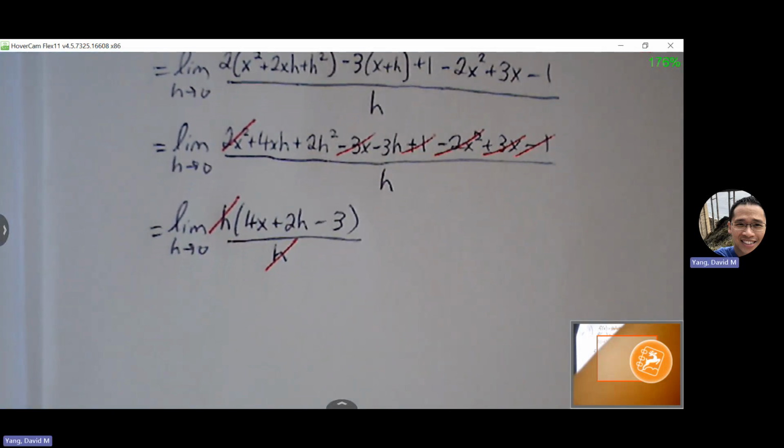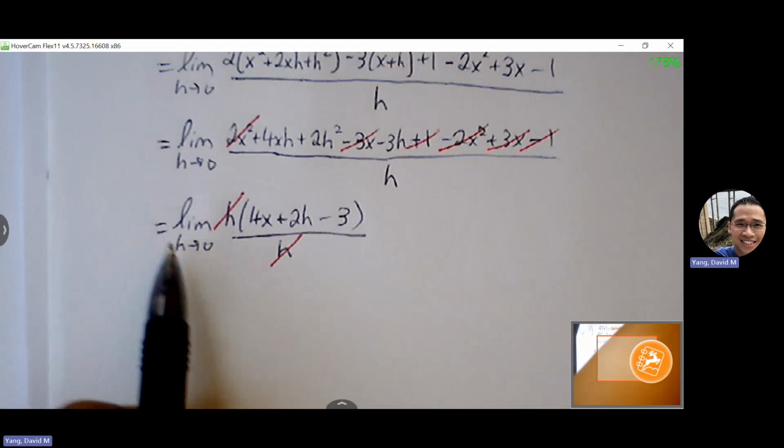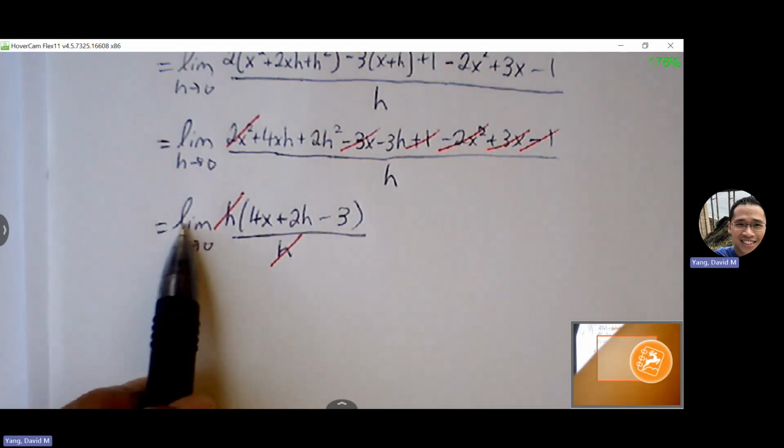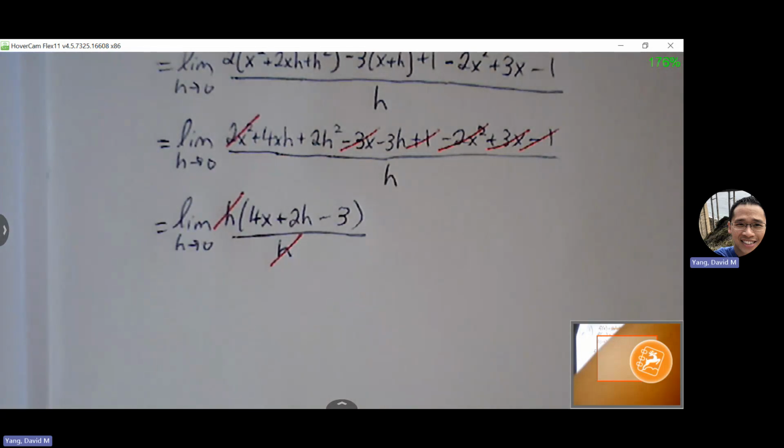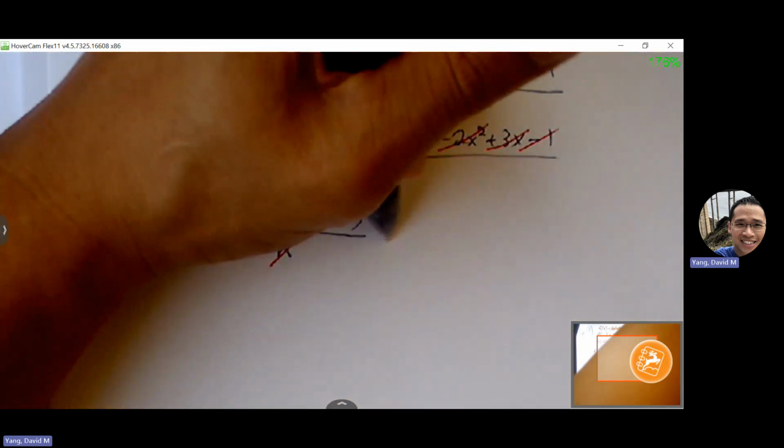Now, what's the final step? For what? H, good. H is the variable here, not x. And the hint is over here. It says h approaching 0. So you know that h is the one that's moving. H is the variable. So replace your h with 0. And what are we left with?